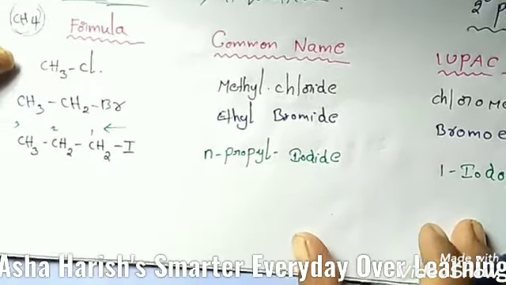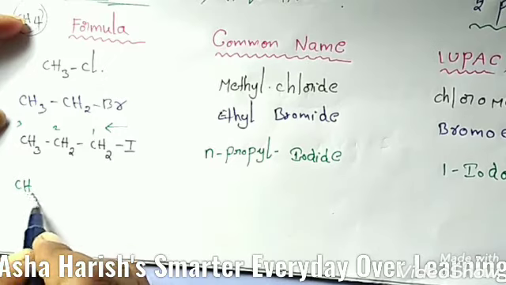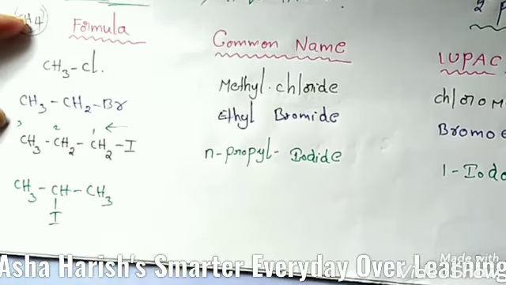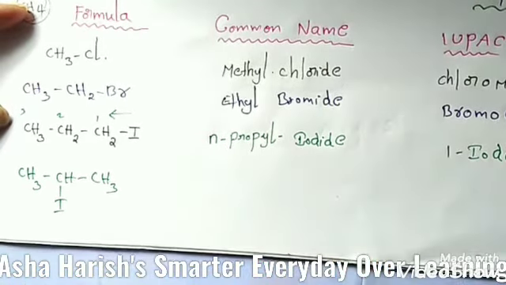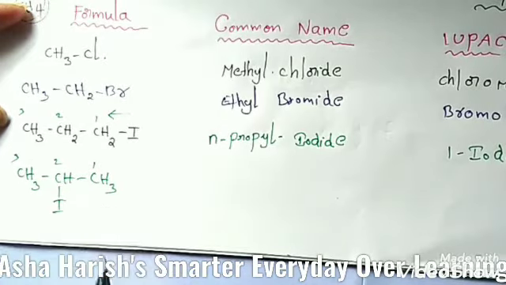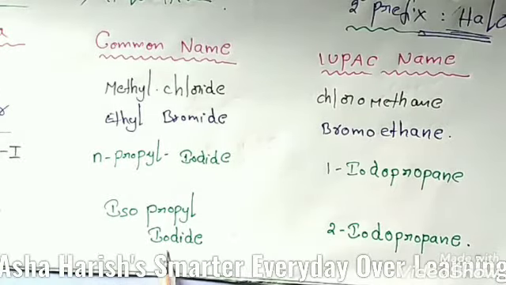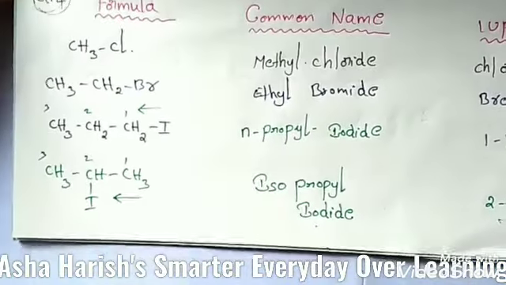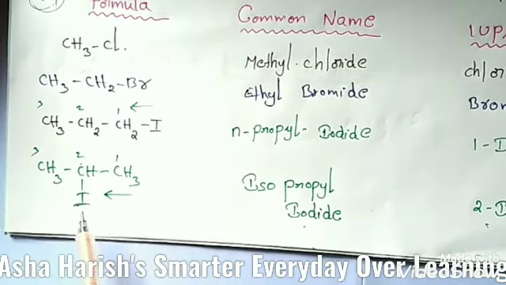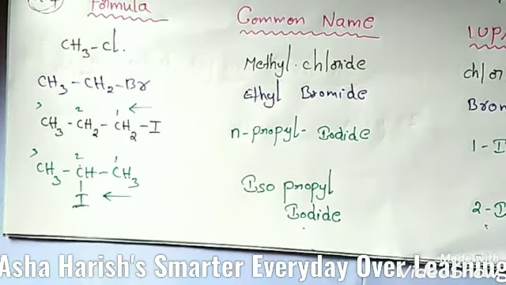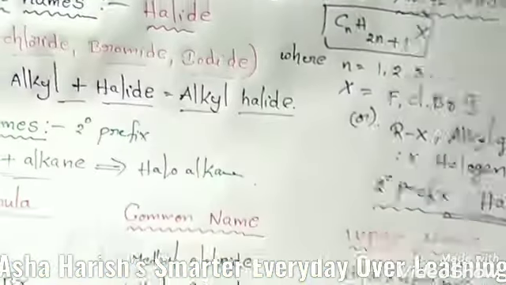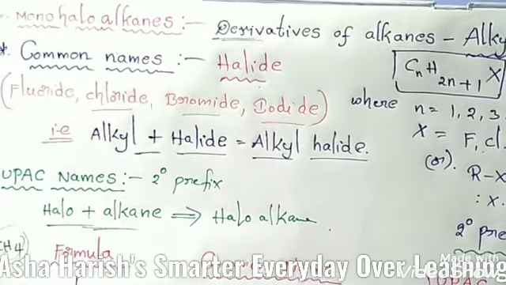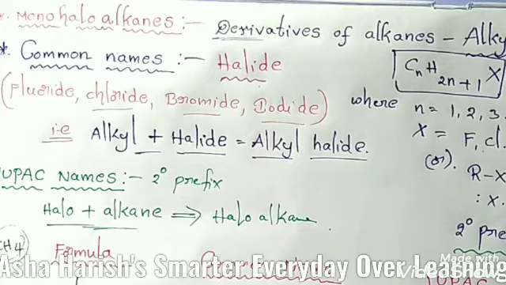Students, let's see the next example. CH3 CHI CH3. If you give the numbering to these carbon atoms, 1, 2, 3, that is isopropyl iodide, and the IUPAC name of this is 2-iodopropane. At the second carbon atom, iodine is located. That's why the IUPAC name is 2-iodopropane. Students, this completes the monohaloalkanes, the first type, and now I'm going to tell you about dihaloalkanes, the second type.